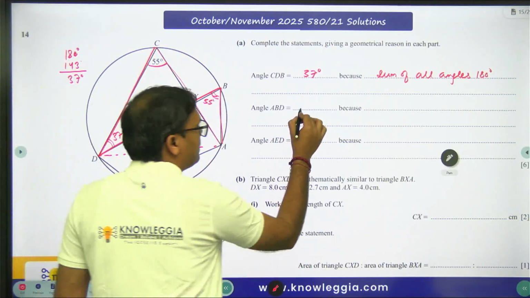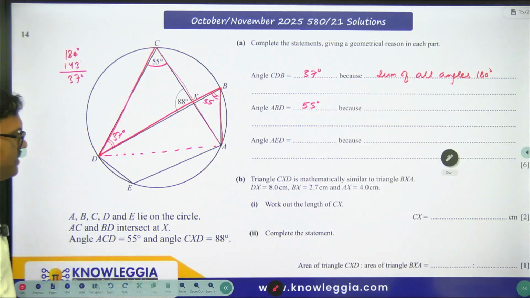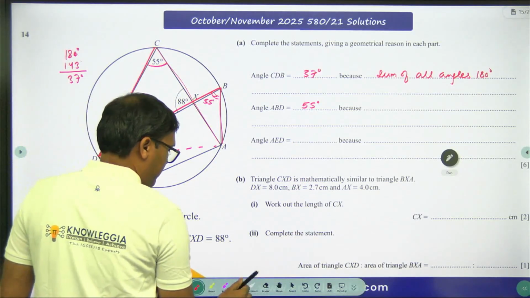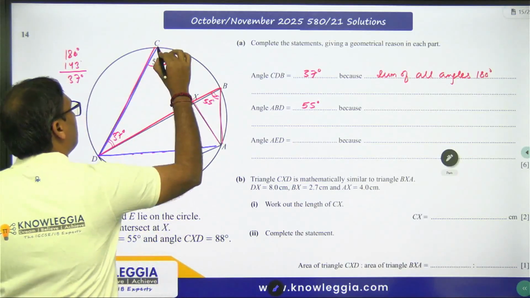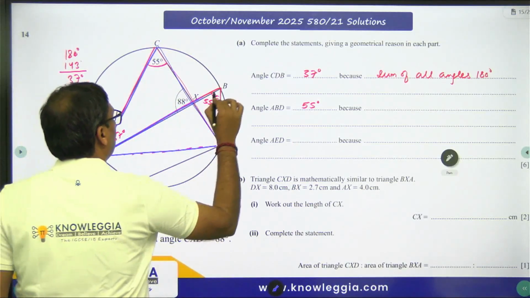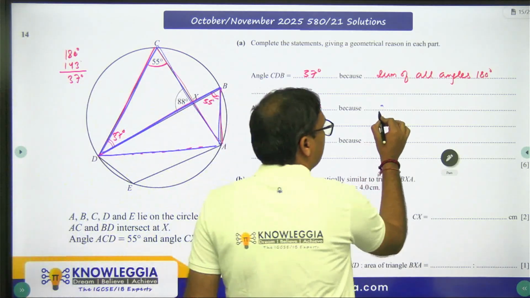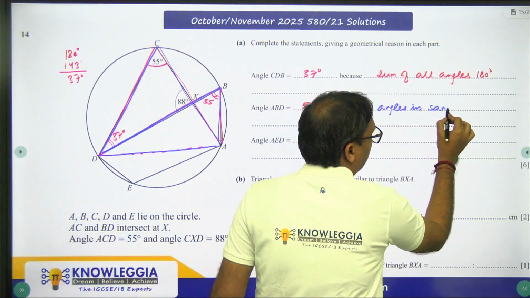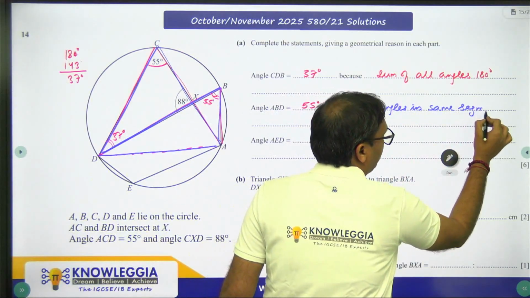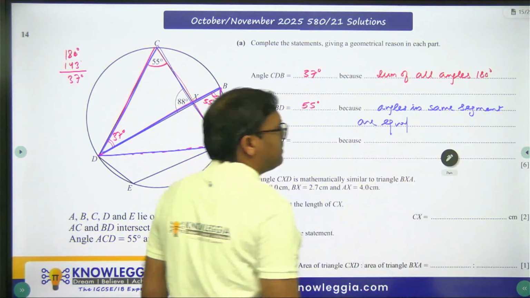So what is the answer for ABD? This is 55 degrees. What is the reason? The angle in the same segment. You can see this chord is making the same angle at the circumference, which is equal to 55 degrees. Angles in the same segment are equal. So this is the reason.